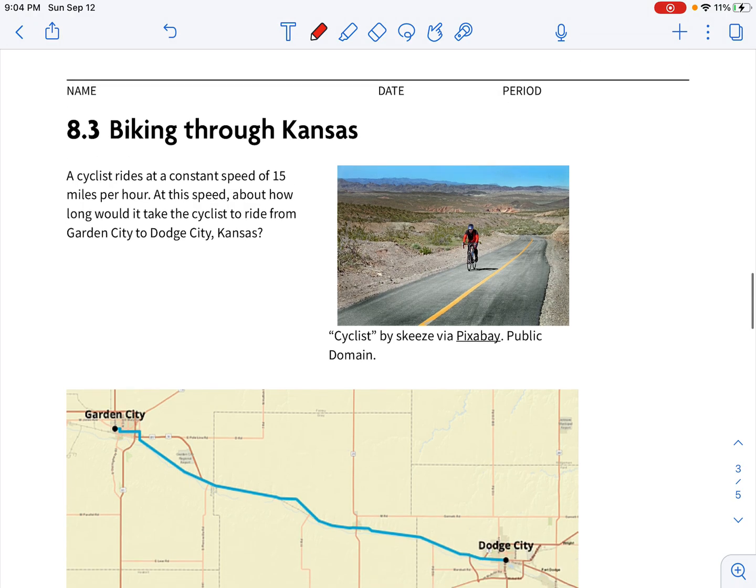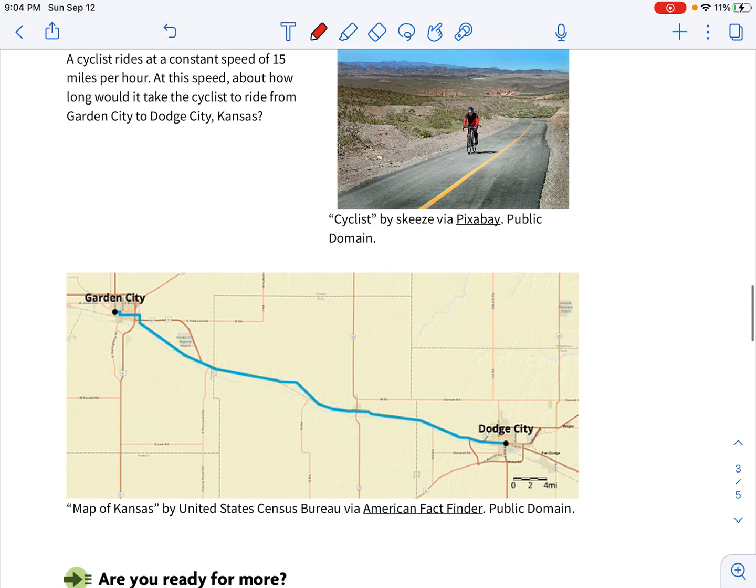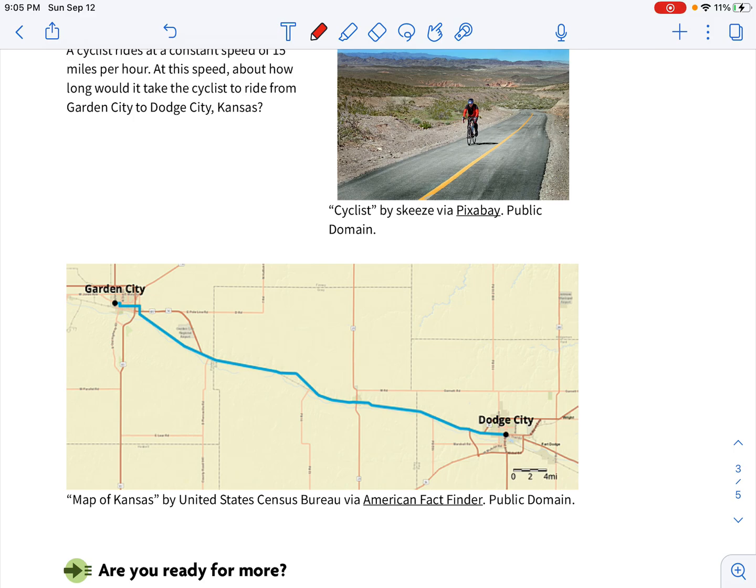All right, the last one, biking through Kansas. It says a cyclist rides at a constant speed of 15 miles per hour. At this speed, about how long will it take the cyclist to ride from Garden City to Dodge City, Kansas? Okay, so once again, you have your scale here. You measure this out, and when you measure it, you're going to find that it's roughly about 50 miles. That is the distance from Garden City to Dodge City. Just with a ruler, that's good enough, about 50 miles. With all the turns, and if you don't get everything exact when you're adding up your centimeters, we're going to call this good.